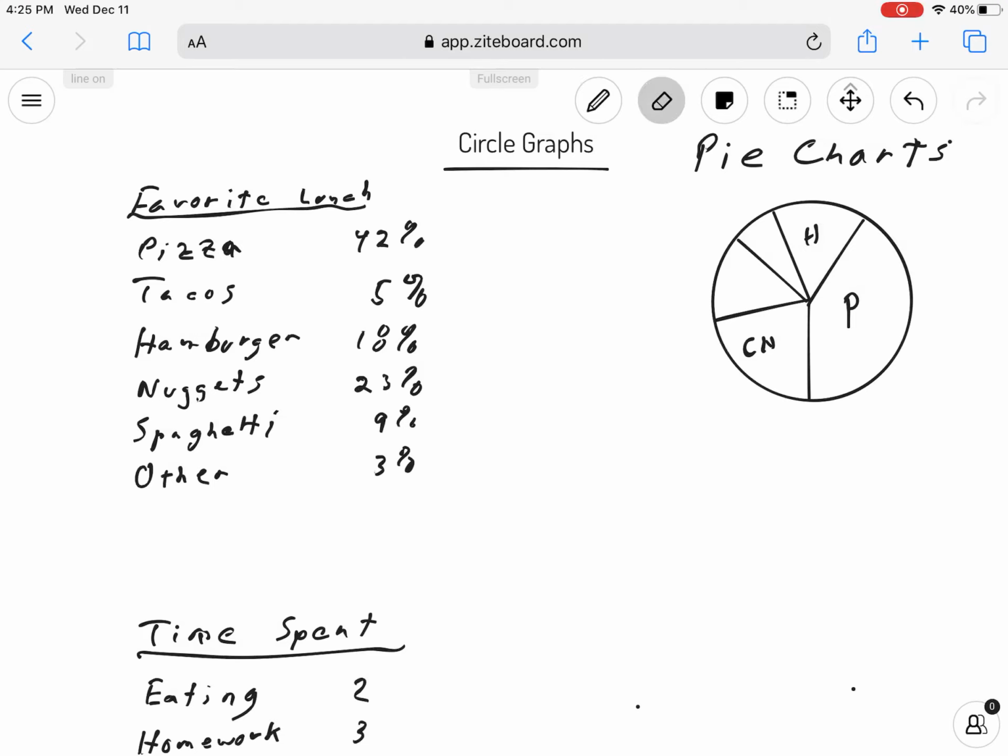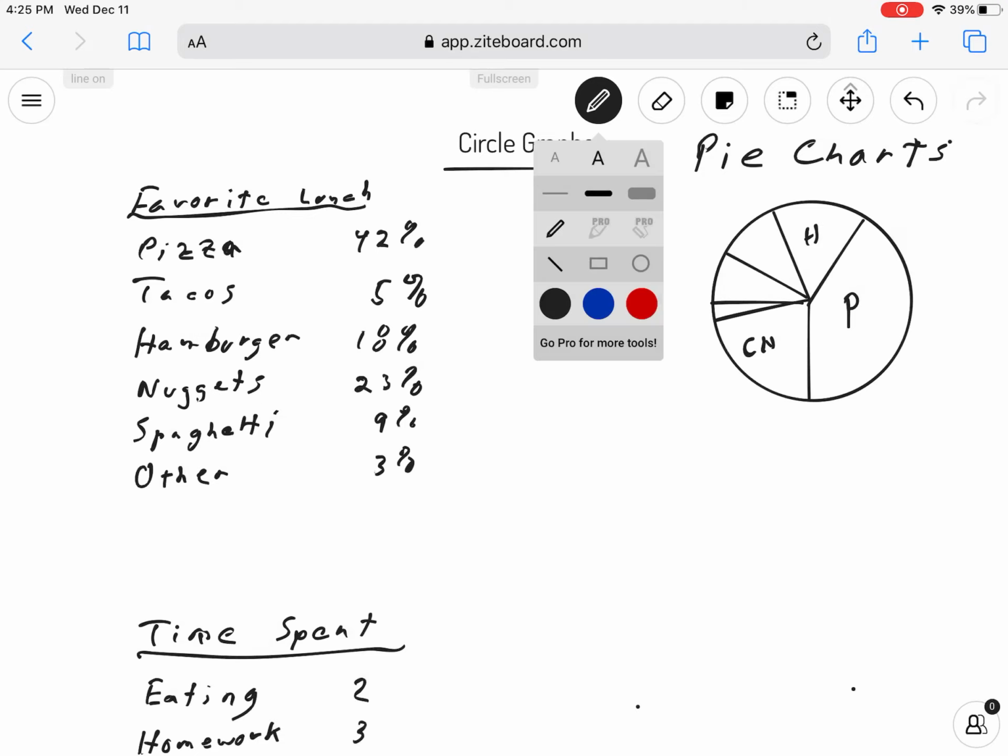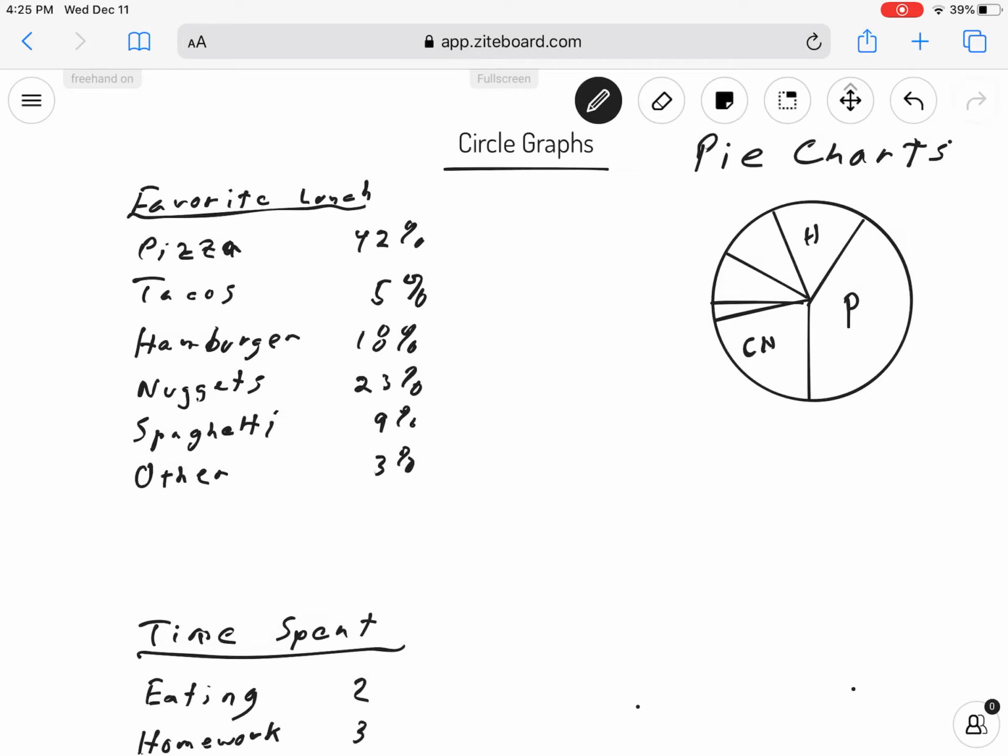Don't like that. Let's change it a little bit. Maybe like that. And then tacos and other. So that looks about right. So call that spaghetti. There's my tacos and my other. Okay. So that's one way we can use a pie chart.